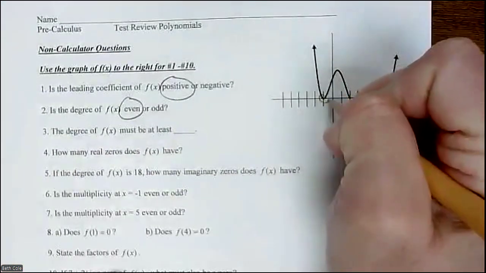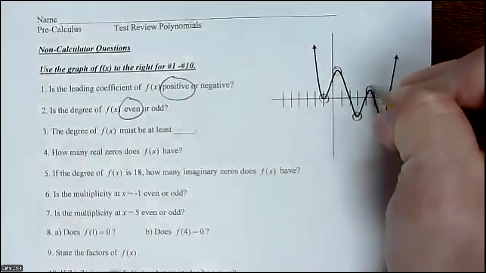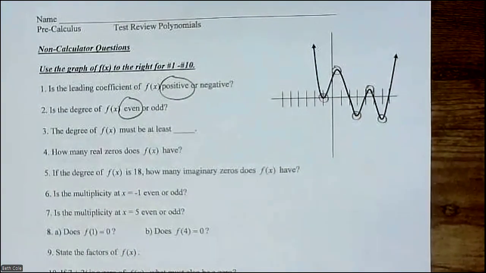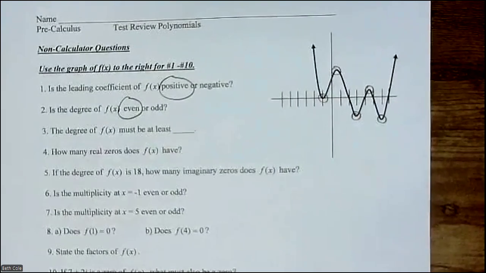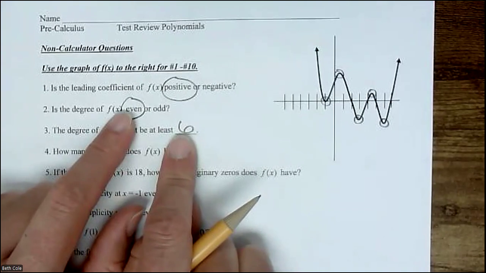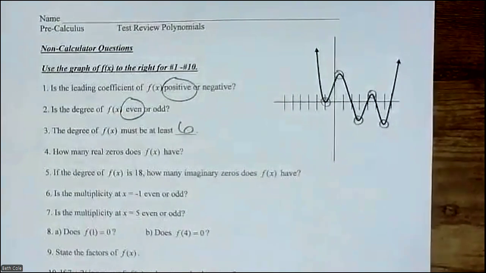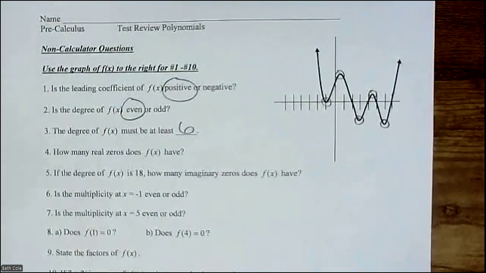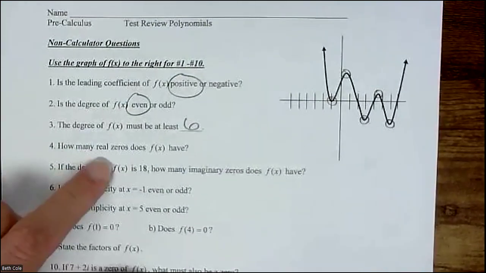The degree must be at least... Now what you do is you count up the turns. So I'm circling them there. You count up the number of turns and then you add 1. So it would be how much? Yeah, 6. And that should make sense. If you just got done saying it was even, 5 doesn't make any sense. So the degree could be 6 or 8 or 10 or 12, or it could be more than that, but at least 6.